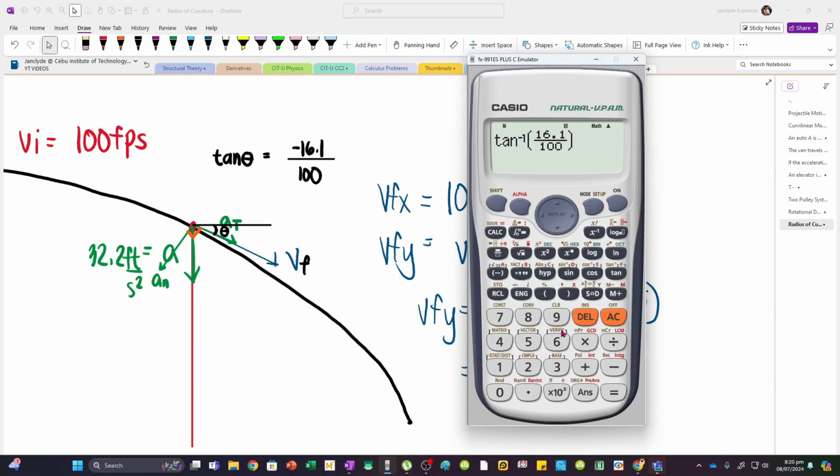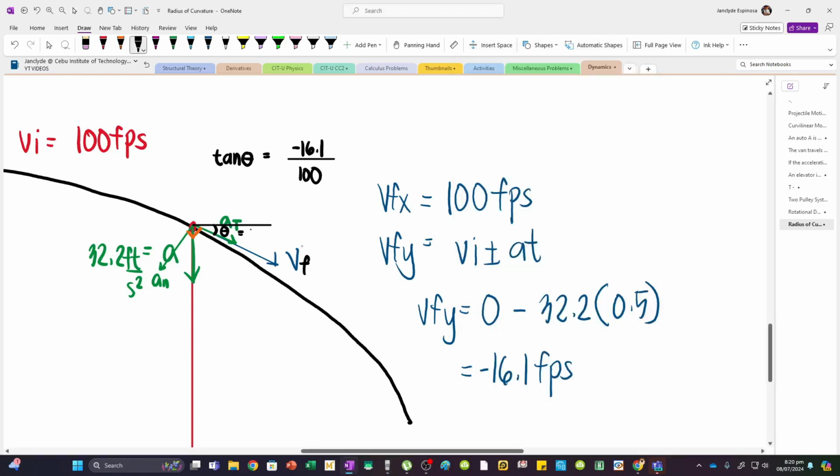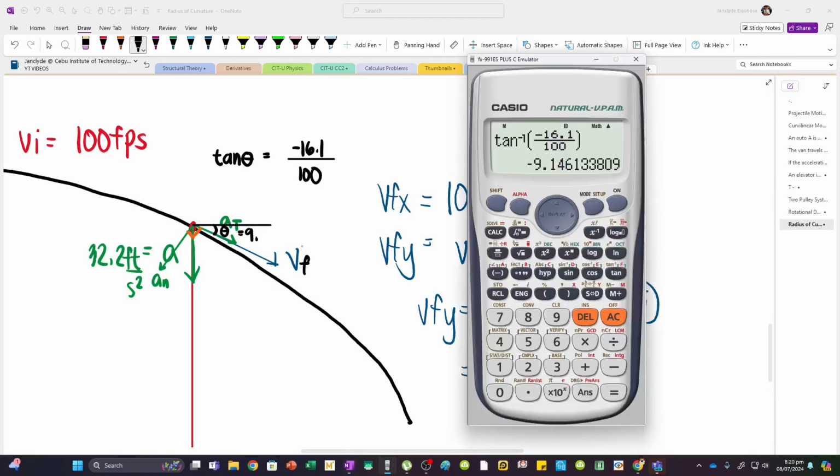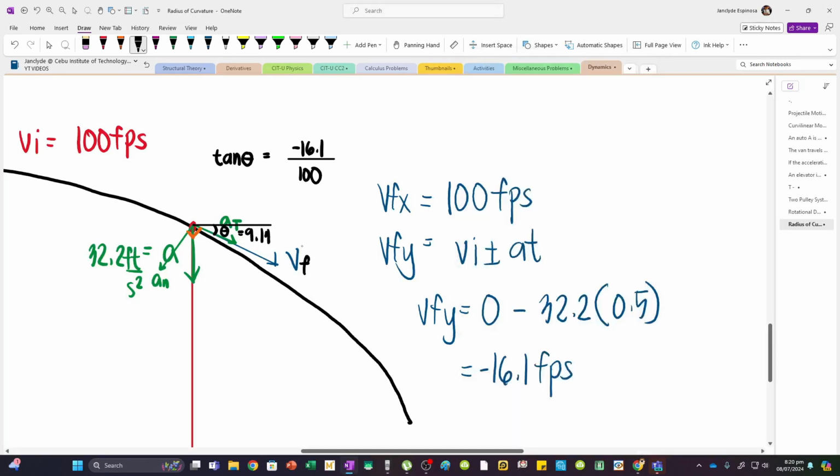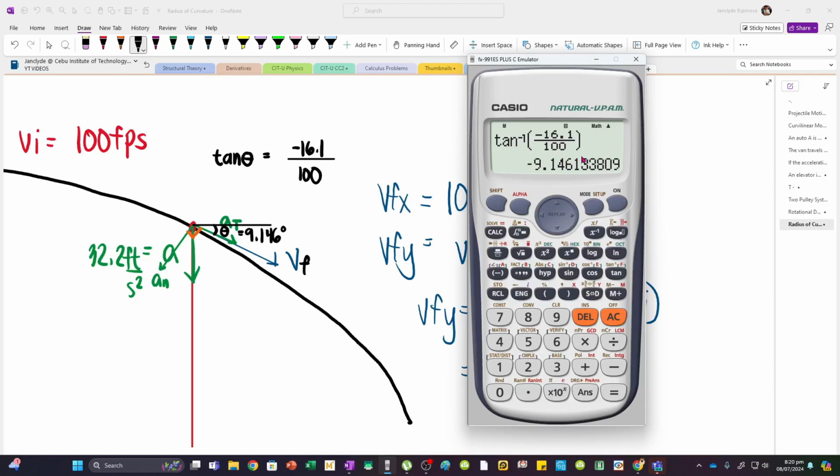Now, the negative here means that we have a counterclockwise direction. So this is 9.146. I will just use the positive value and store this at A.